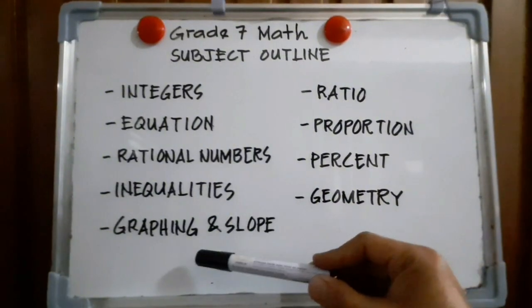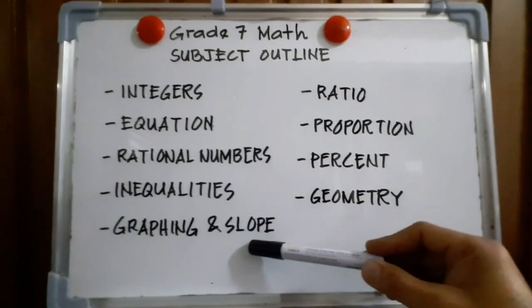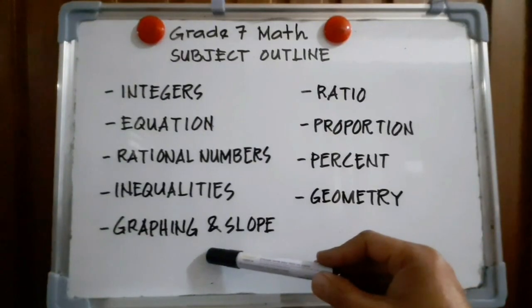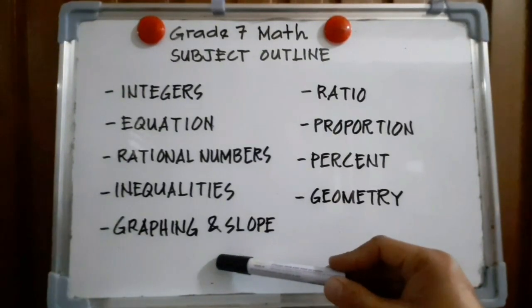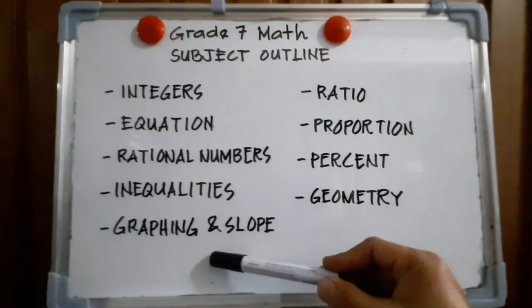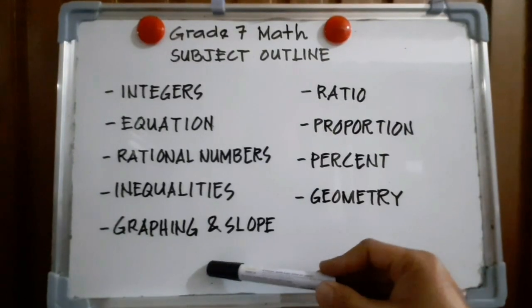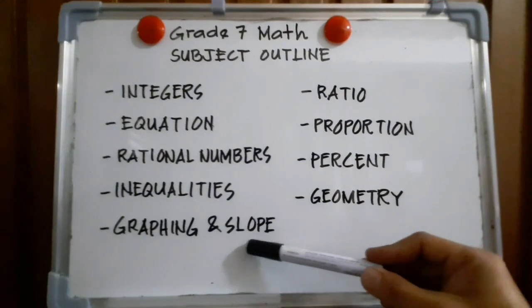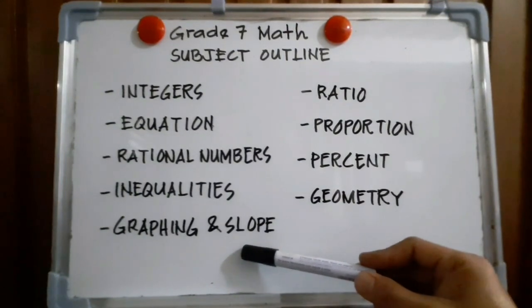And then, next is graphing and slope. We'll be discussing here the Cartesian coordinate system. What is a Cartesian coordinate system? How to plot points, how to plot lines, and to solve for the slope of the line.